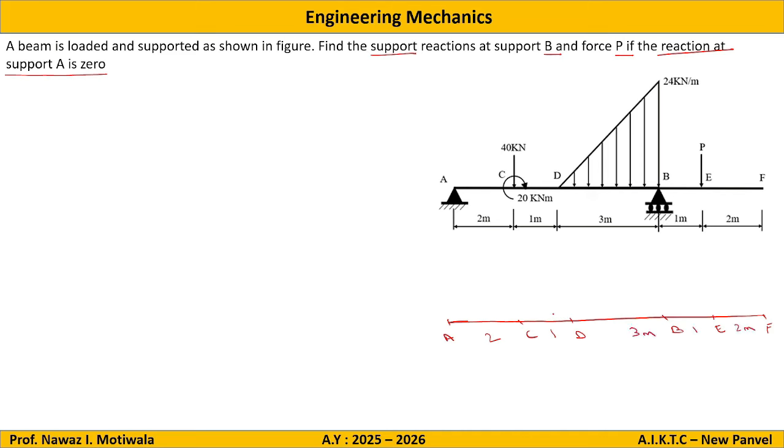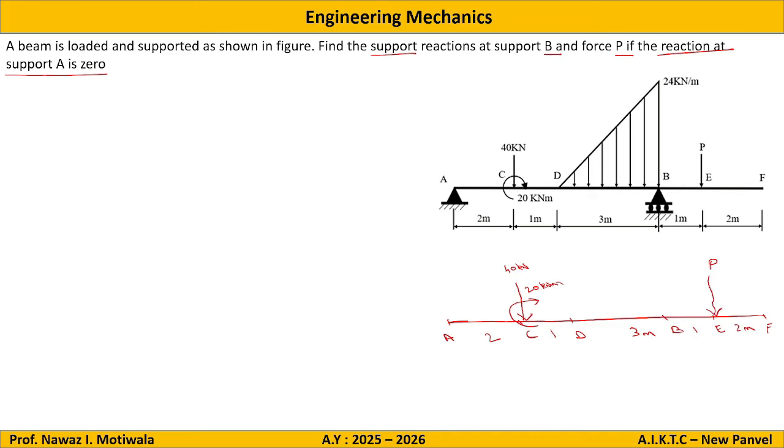In the free body diagram, first we show the applied forces. So the applied force at point C is shown. At point C there is a force of 40 kilonewton, and also there is a couple of 20 kilonewton meter. Then there is an applied force at point E of magnitude P, which will be shown here.